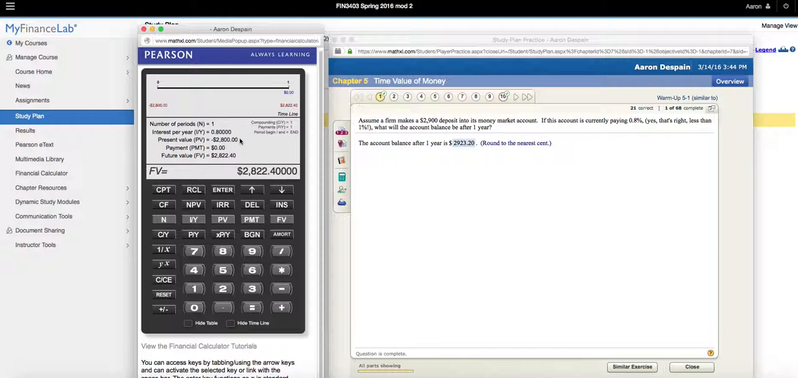And then if I want to clear this problem out completely, I can simply hit the reset button, and that will zero out all of my inputs up top.